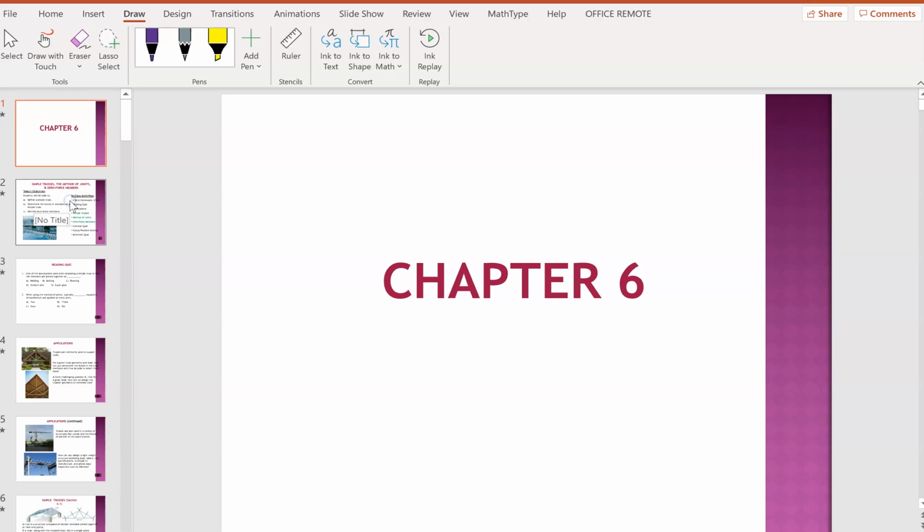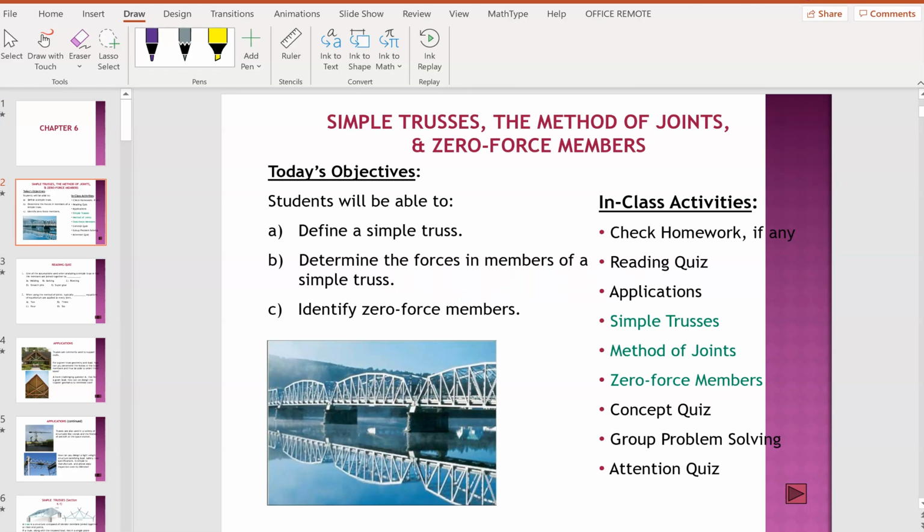So, I'll be continuing my lecture on zero force members. We are looking at zero force members, which is chapter 6.3 from the textbook, page 282. Yeah, so we are looking at page 282.